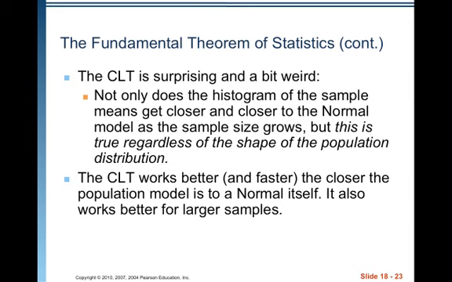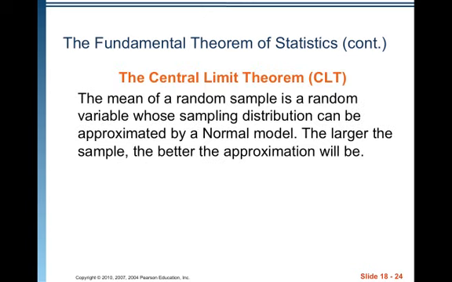So if your original population is symmetric, your sample size for your mean can be smaller in order to get closer to the normal distribution for the sampling distribution of the mean. But even if the original population is skewed, the CLT works for larger samples. So, central limit theorem: the mean of a random sample is a random variable whose sampling distribution can be approximated by a normal model. The larger the sample, the better the approximation will be.